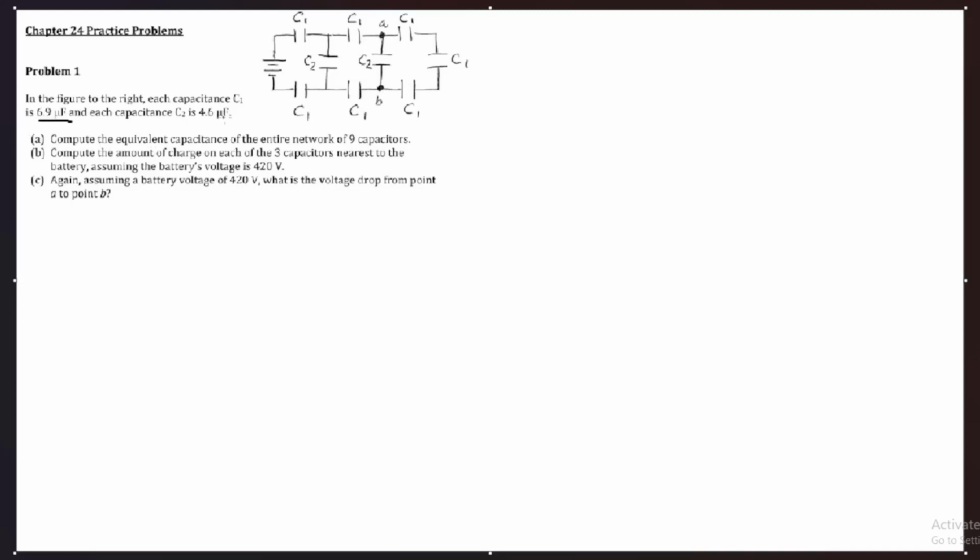Given their values, first we're gonna go ahead and just do A. So compute the equivalent capacitance of the entire network of 9 capacitors. For this one, I'm gonna work with green. So we're actually essentially just working backwards, where C1, C1, C1 are in a series, so we can find the C equivalent for that. We're gonna label this CEQ1.